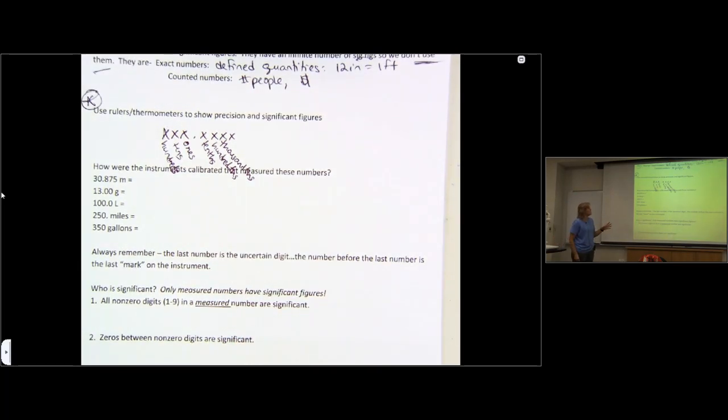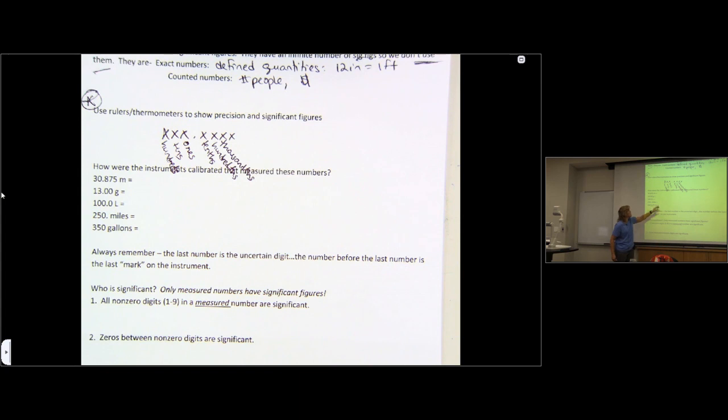I'm going to ask you questions, and this is one of them. How were the instruments calibrated that measured these numbers? These are the words I want. Okay? Now let's recall. Significant digits are those digits known with certainty plus the first uncertain digit. Okay, so those digits known with certainty plus the first uncertain digit. That means the last digit that's written down is the which one? Uncertain. So is that how the instrument's calibrated? No. Which one is how the instrument's calibrated? The one before the last one.